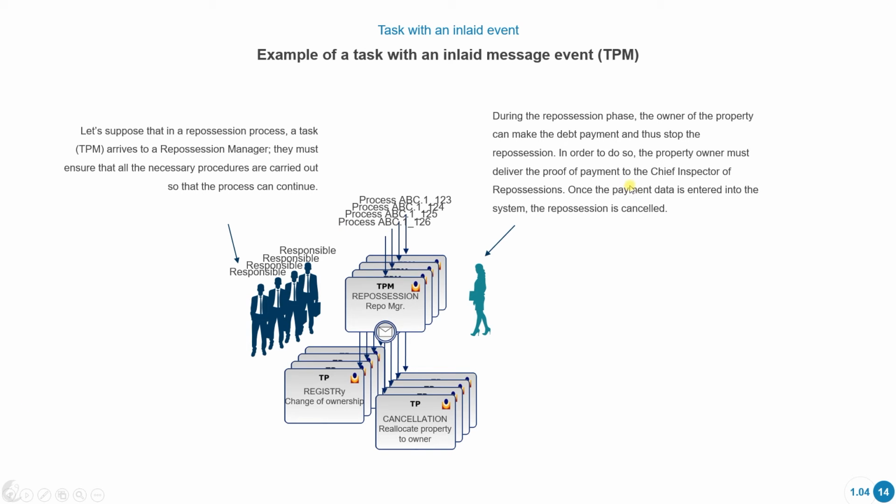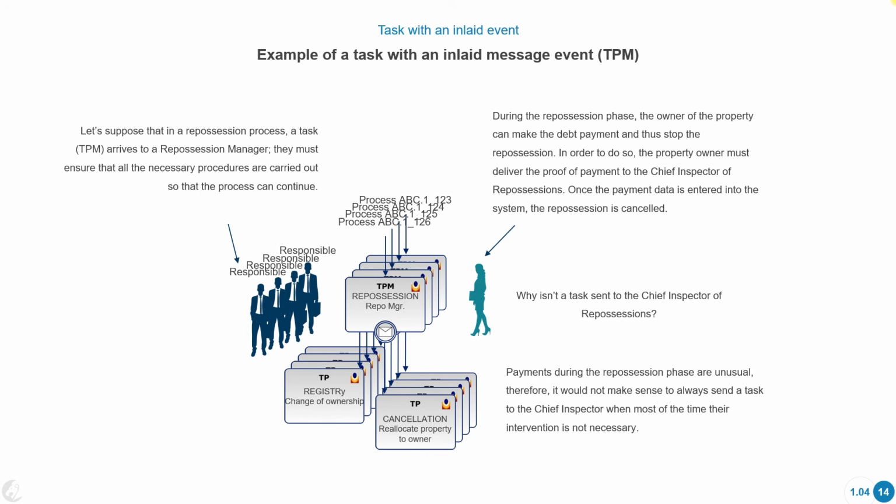Okay, so this chief inspector could actually decide to which of these processes they want to interact with. As long as the process has its flow stopped in any of these tasks, this chief inspector is going to be able to interact with these tasks. Okay, so why isn't a task sent to the chief inspector of the repossessions? Well, let's say payments in the repossessions phase are quite unusual. Therefore, it wouldn't make sense to be sending a whole bunch of tasks to the chief inspector when most of the time their intervention is not necessary.